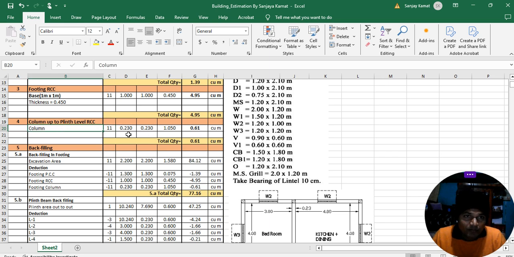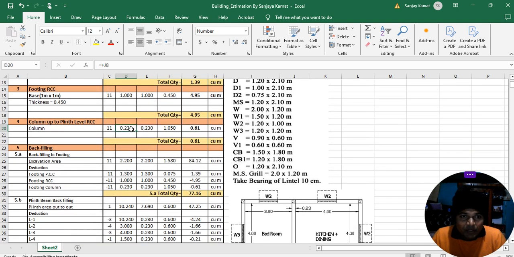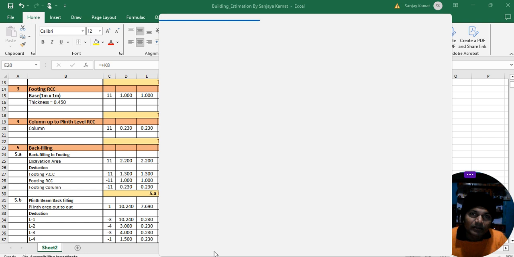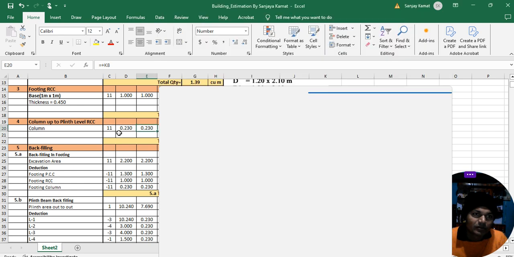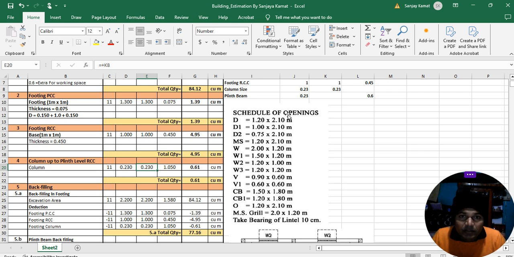Number of columns is 11. So thickness and breadth we have taken as this much, 0.230 meter. Once we do this in the calculator, it will automatically calculate and come to 0.61 cubic meter. So now, as you can see here, this is the scheduling of the openings.